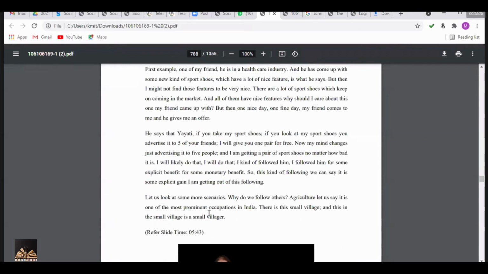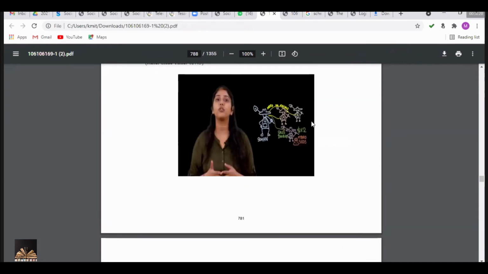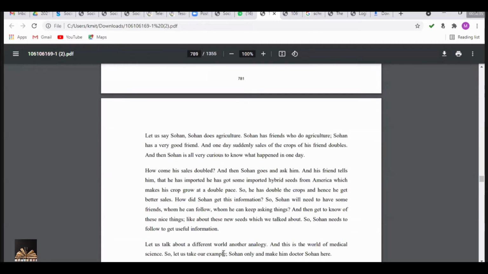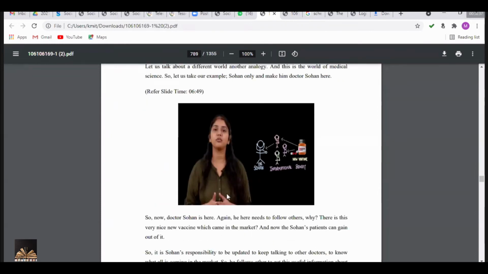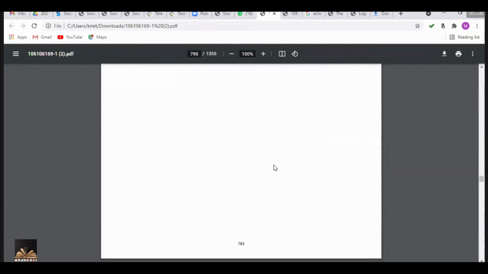And informational benefit is, see, you want to open a medical shop, to take an example, and you take the information from different doctors, right? Then based on the popular doctors, which medicines they are following, that way you will take the information. That is called informational benefit, right?